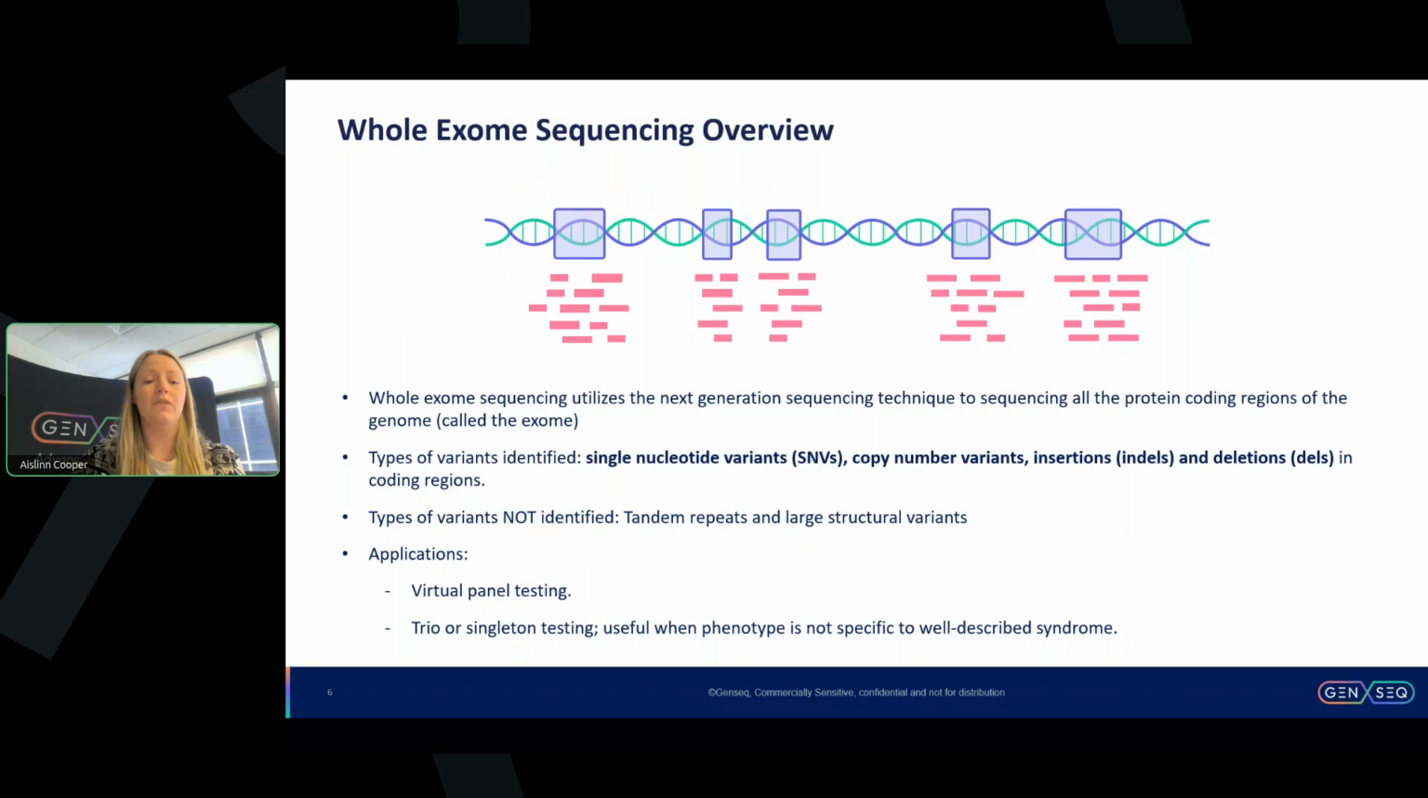But it can also be used for trio or singleton testing. So trio is where you're testing the affected individual and both parents, so that you can stratify your variants by inheritance patterns that are seen between the parents and the affected individual. And this is particularly useful when a phenotype is not specific or it's rare disease testing, whereas virtual panel testing is more useful where there is a clinical indication.